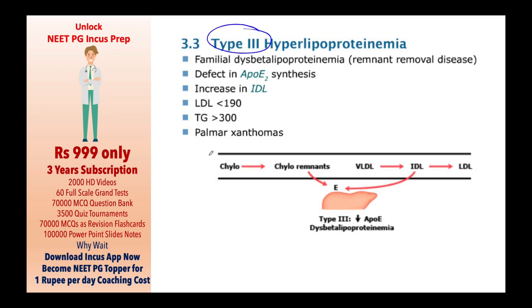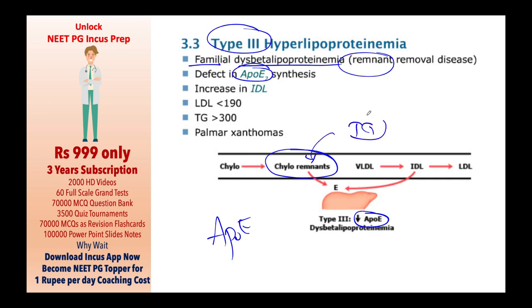Then comes type 3 hyperlipoproteinemia. This is also called familial dysbetalipoproteinemia. So that is very important to remember. This is also called remnant removal disease. Normally chylomicron remnants need to be removed. That is the whole problem in this, because there is decreased ApoE2 synthesis. That's the reason these chylomicron remnants, which are carrying the triglycerides, cannot be cleared by the liver, and that is the reason you get increased IDL.